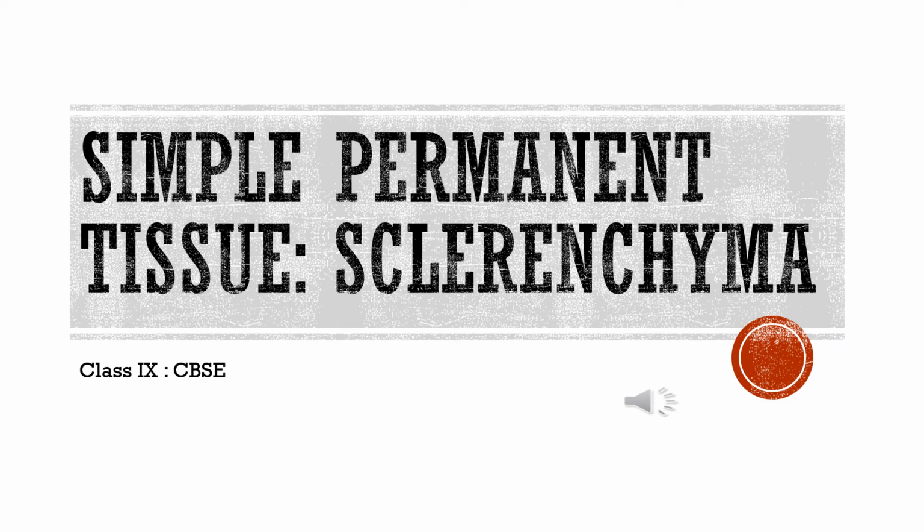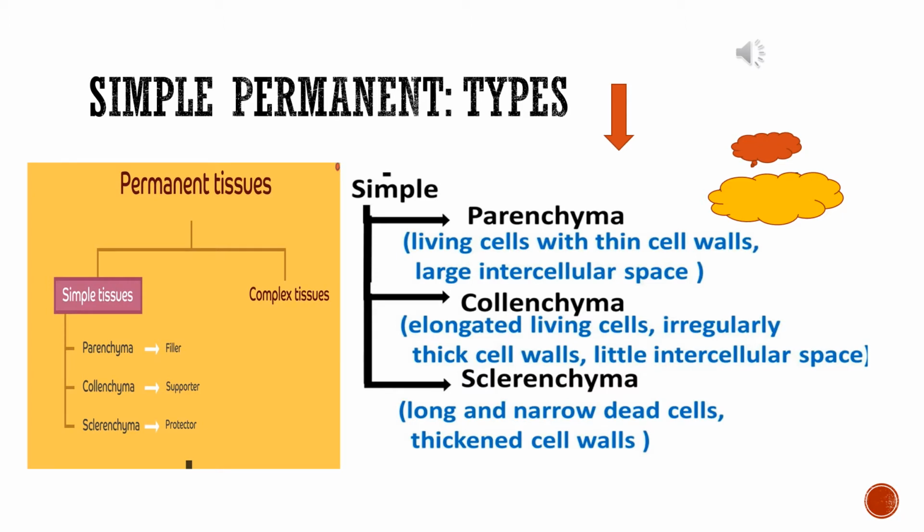Going to start with the permanent tissue, the simple permanent tissue, and we are taking up the category for sclerenchyma. Simple permanent tissue is basically the group of one type of cells, so they are going to perform one type of function. But what you can see in the flowchart is that simple permanent tissues are of three types: the parenchyma, the collenchyma, and the sclerenchyma. We have already told you about the parenchyma and the collenchyma.